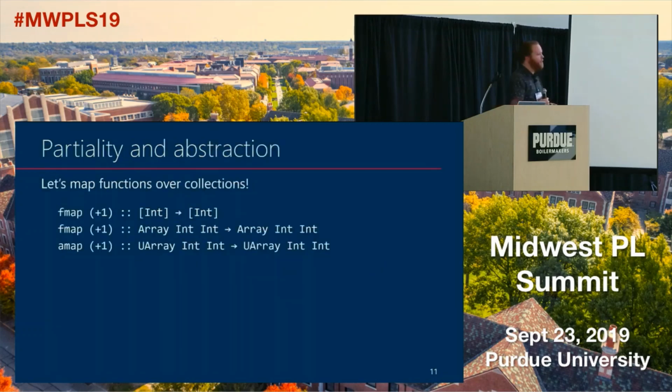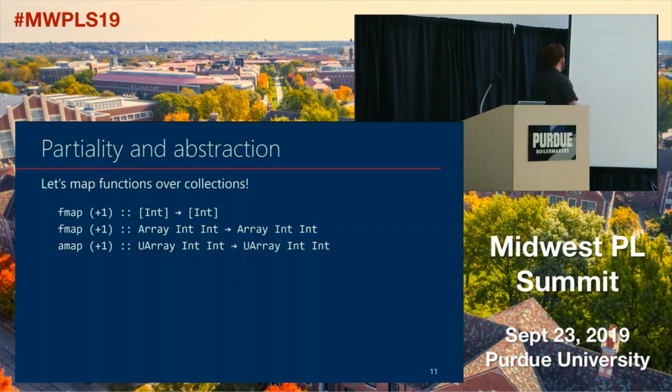So let's talk about mapping functions over collections, right? If I have a list of integers, I can map (+1) across it. I spell that fmap (+1), and I get a list of integers back, right? That makes sense. And if I have an array of integers, then I can fmap (+1) across it, and I get an array of integers back, right? And that makes sense. And what's really nice here is I have this fmap abstraction, which I'm using in each of these cases. And if I have a UArray of integers, then I can map, and I get a UArray of integers, right? And so continuing the kids' jokes thing, does anybody spot the difference?